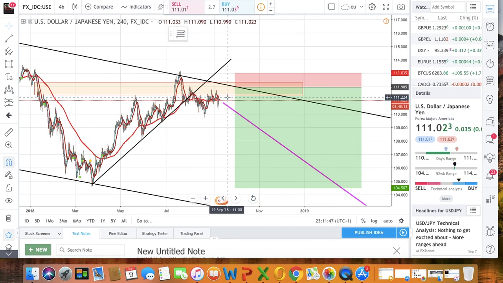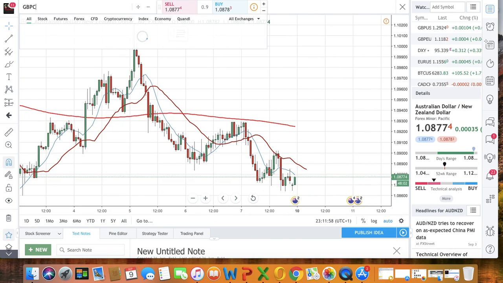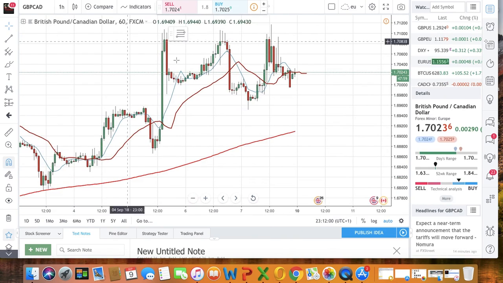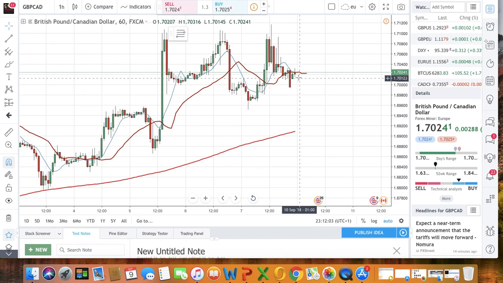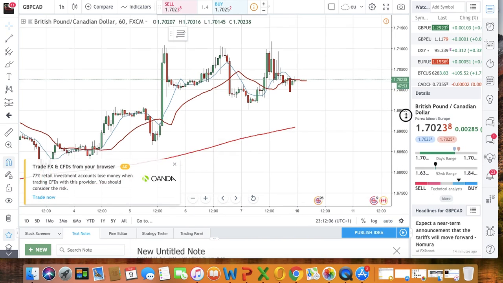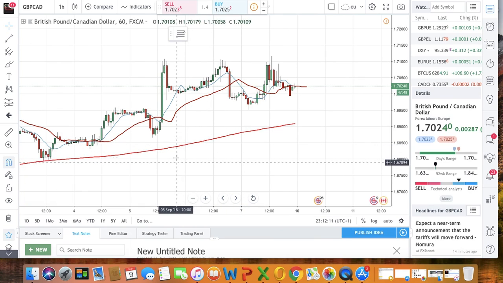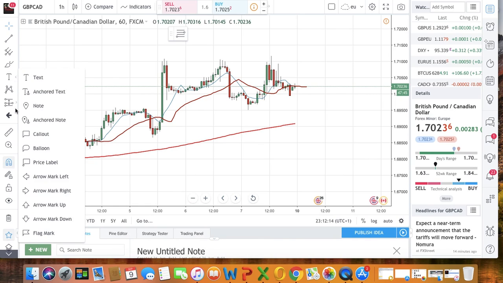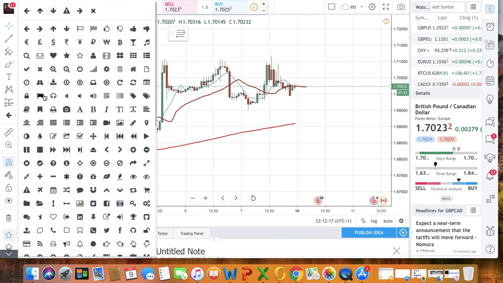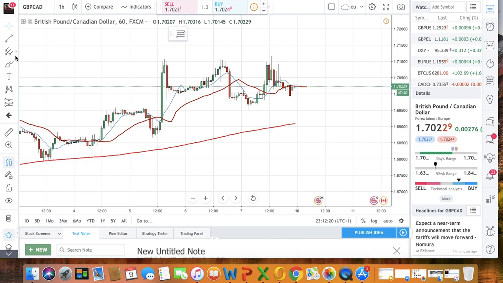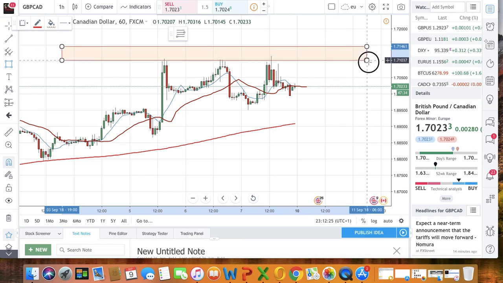Going on to the next pair that we're going to have a look at, let's focus on the GBP. So we're going to look at sterling right now, see what sterling's up to. So GBP CAD. Looking at GBP CAD on the 1 hour time frame. Now what I can see here on GBP CAD is we've got a strong level of resistance actually formed beneath, and it appears that we've actually got a triple top formation right here.